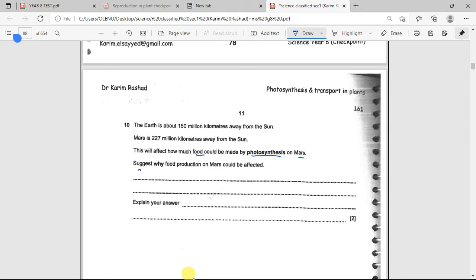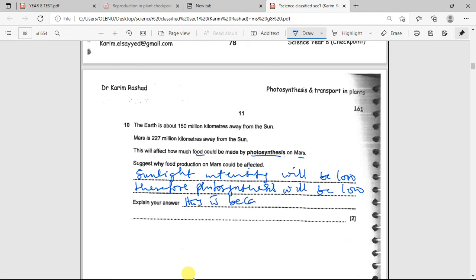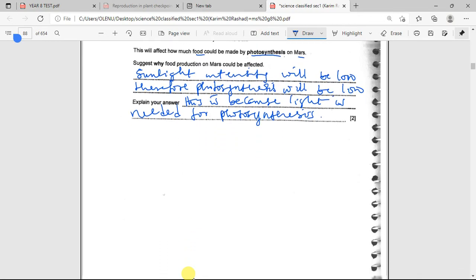Sunlight will not be available. So sunlight intensity will be low. Therefore, food production will be less. Now, explain the reason: because sunlight is needed by plants for photosynthesis. Light is needed for photosynthesis. That's it.